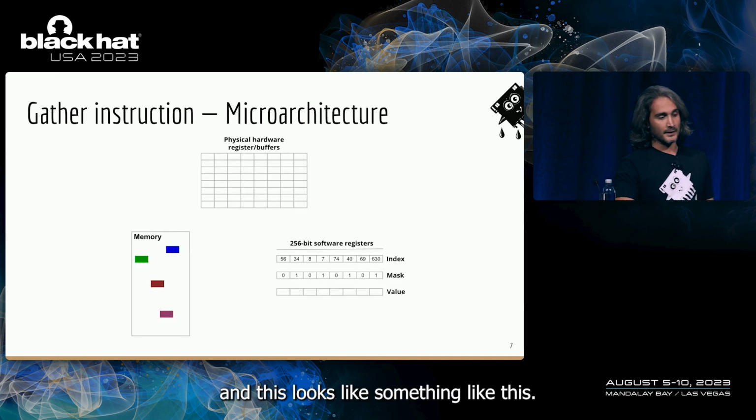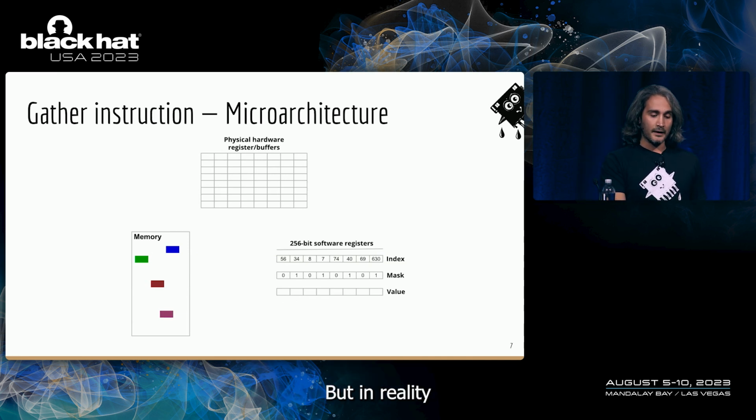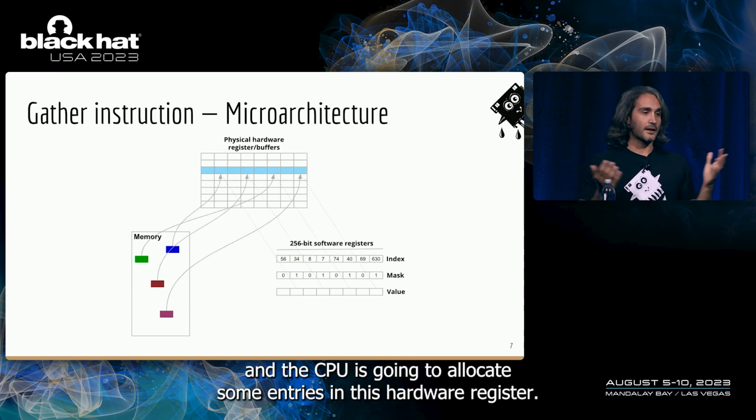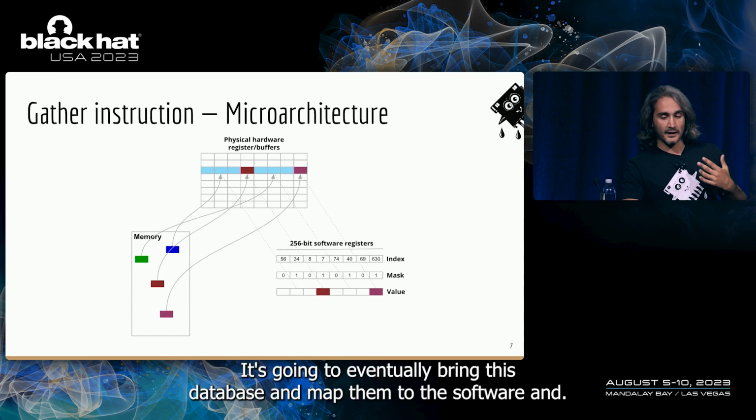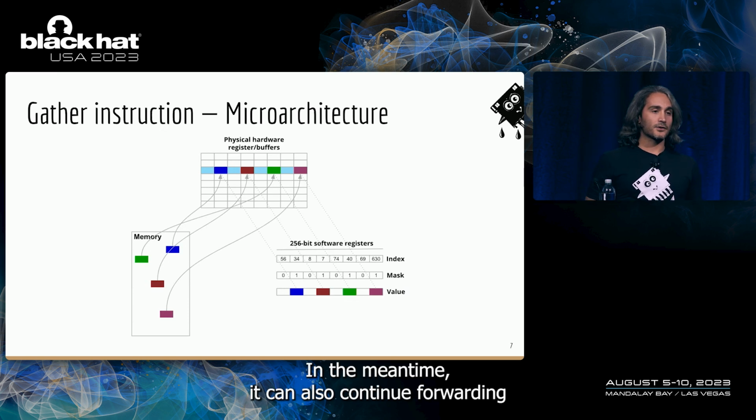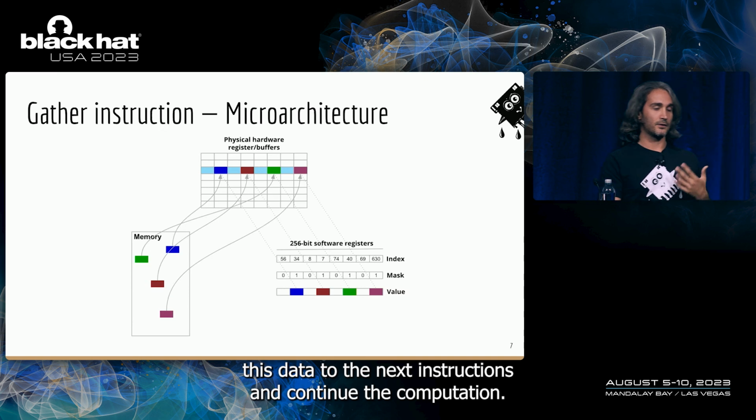And this looks something like this. We have these software registers on the right side, and the memory, but in reality there is this hardware register that is not accessible to the software, and the CPU is going to allocate some entries in this hardware register. It's going to eventually bring these data bits and map them to the software. In the meantime, it can also continue forwarding this data to the next instructions and continue the computation.